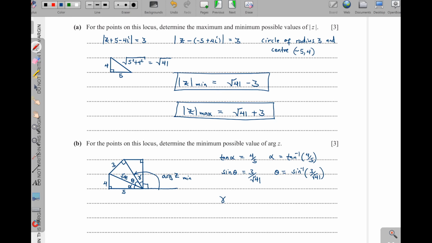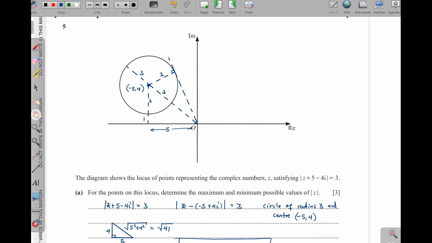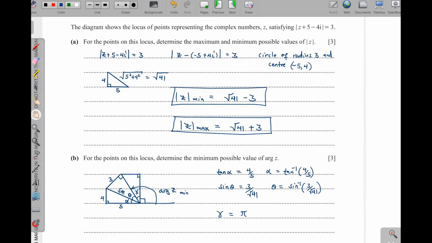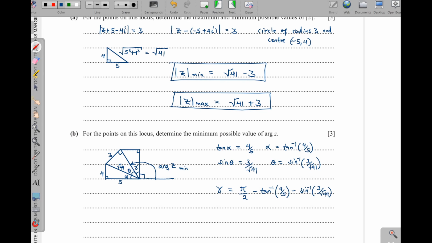Then that means our gamma is going to be equal to 90, which is pi over 2. Yes, I can use radians or I can use degrees, any you want. So it will be pi over 2, then minus these two here. So minus the arctan of 4 out of 5 minus the arcsine of 3 out of root of 41. And then I can get that answer there.